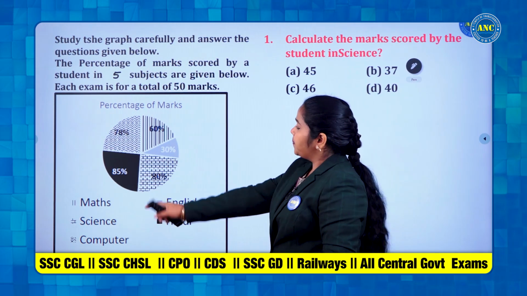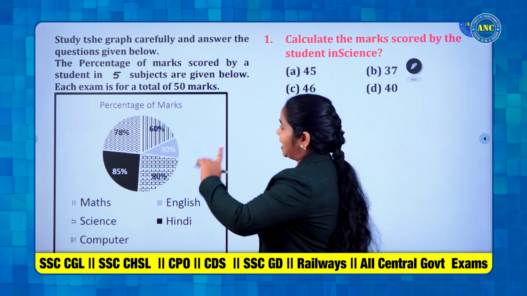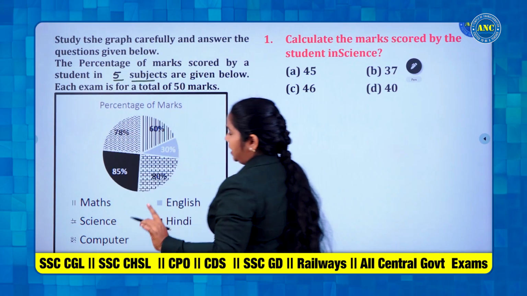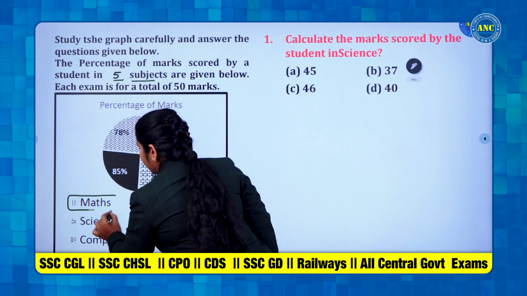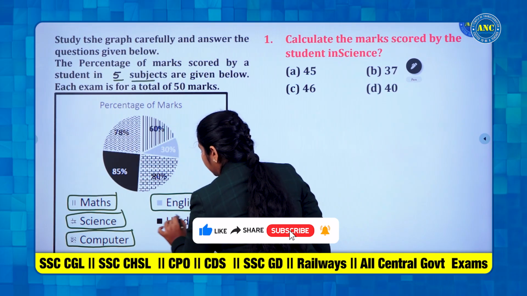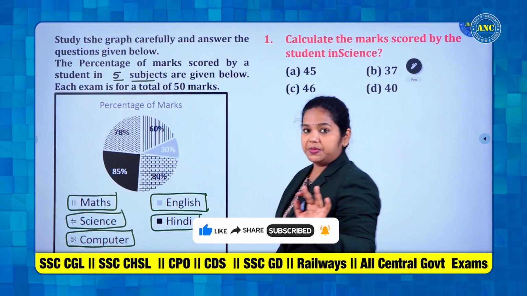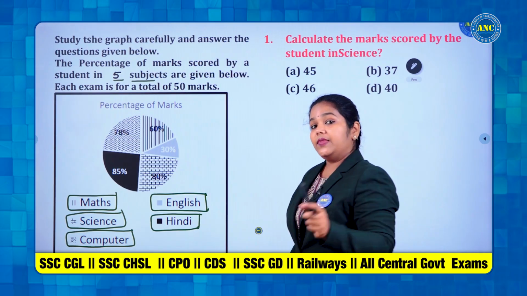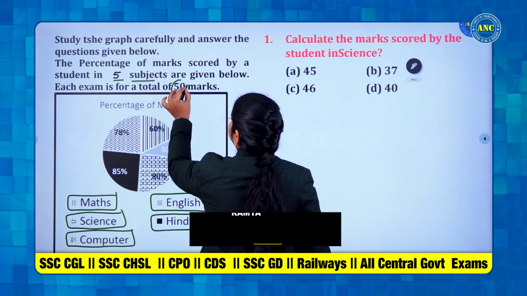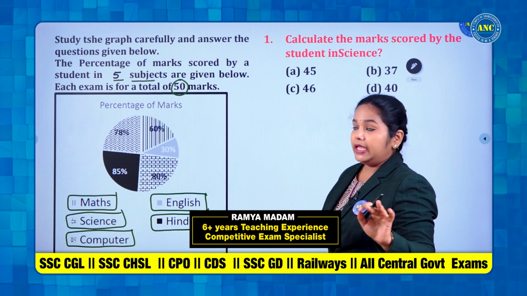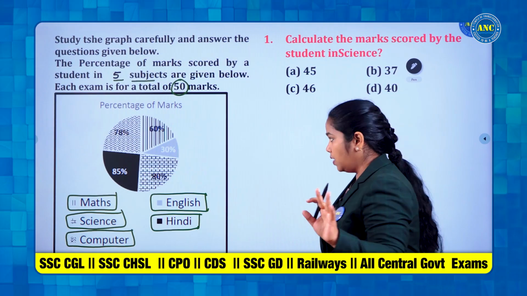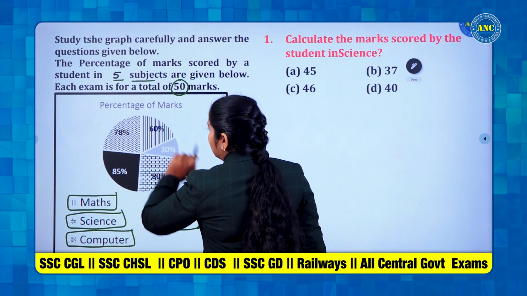Okay. So, here what they are saying, there are 5 subjects. Marks of 5 subjects is given, right? What are those subjects? Maths, Science, Computer, English and Hindi. These are the 5 subjects given, right? And they are also telling that each exam is for a total of how many marks? 50 marks. Each exam is for a total of 50 marks, right? Okay. Now let us go and see the percentage given.